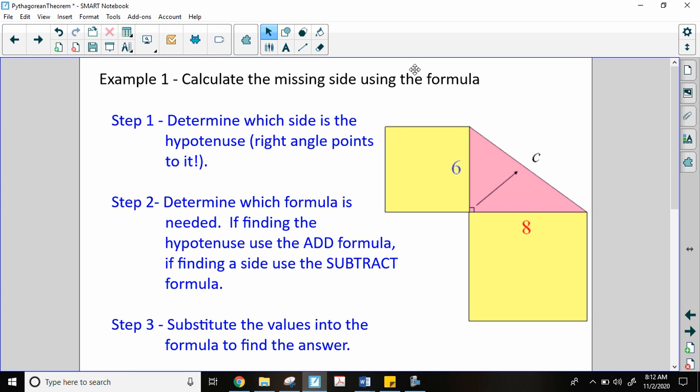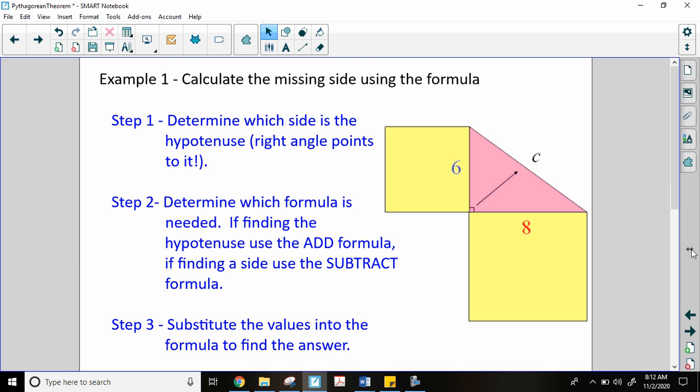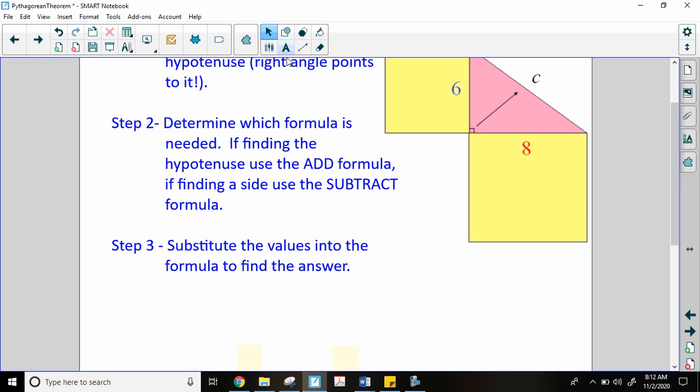Now, are we going to be doing an adding, or are we going to have to do a subtraction? Well, because we're looking for the hypotenuse, we are just using this equation, c squared equals a squared plus b squared. We don't have to do any subtraction. There's another question that we're going to look at that has to do some subtraction. If you're ever looking for a leg, you need to do subtraction. If you're looking for the hypotenuse, you just use the normal addition.